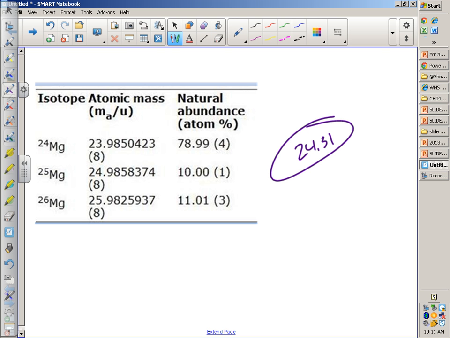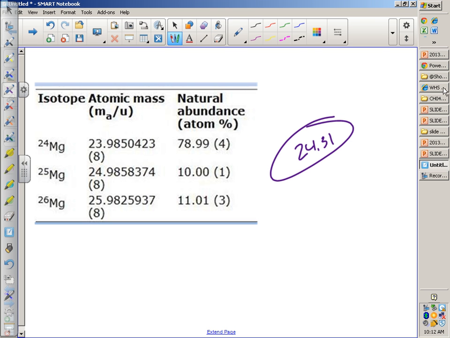So, first, in just making sense as far as the calculation goes, the biggest percentage of isotope that shows up is magnesium-24. Should the average be closest to that one's atomic mass? Yes, because the natural abundance is more. The one that has the biggest percentage of isotopes, the average is going to be closest to that one, right?